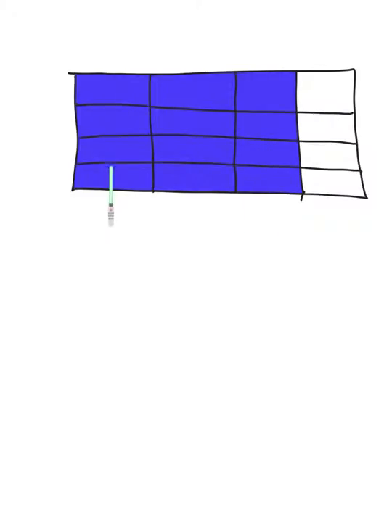Our next one is broken up into 1, 2, 3, 4, 5, 6, 7, 8, 9, 10, 11, 12, 13, 14, 15, 16 pieces. And we have 1, 2, 3, 4, 5, 6, 7, 8, 9, 10, 11, 12 pieces shaded in. So we have a fraction for this area model of 12 sixteenths.